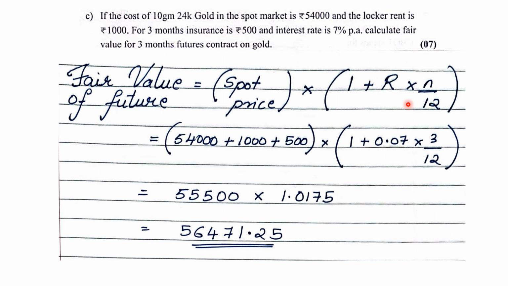7 marks, a very simple sum. Just need to apply the formula and get the values. So you all can go through this sum. With this, the sum gets done.